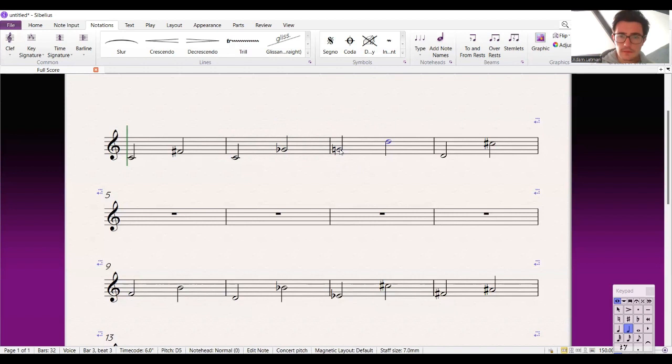G to D is a perfect fifth. If we flatten it, it's a diminished fifth. Perfect made smaller is diminished.